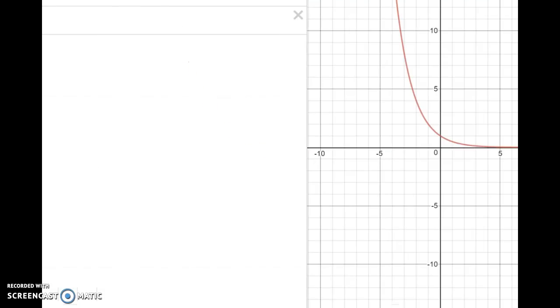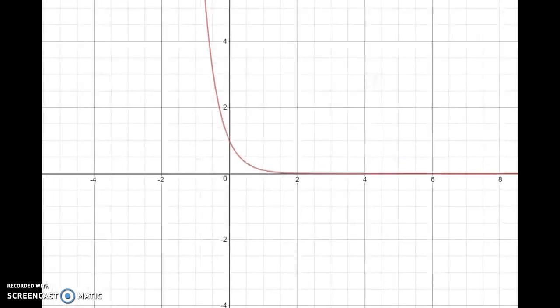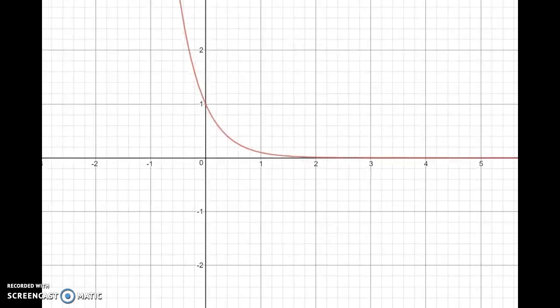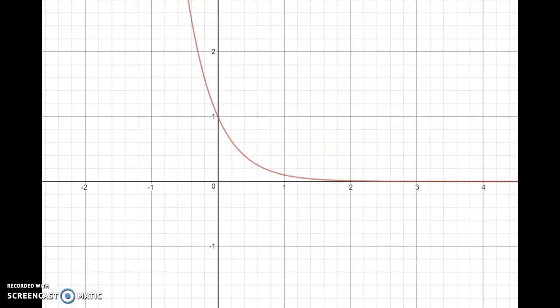So let's see what 1 divided by 10 to the power of x looks like. Okay. So now if I'm looking at 1 divided by 10 to the power of x, notice I still have the point 0, 1 right here, and then I should have the point 1, 1/10 right there. So it's decreasing much more rapidly.